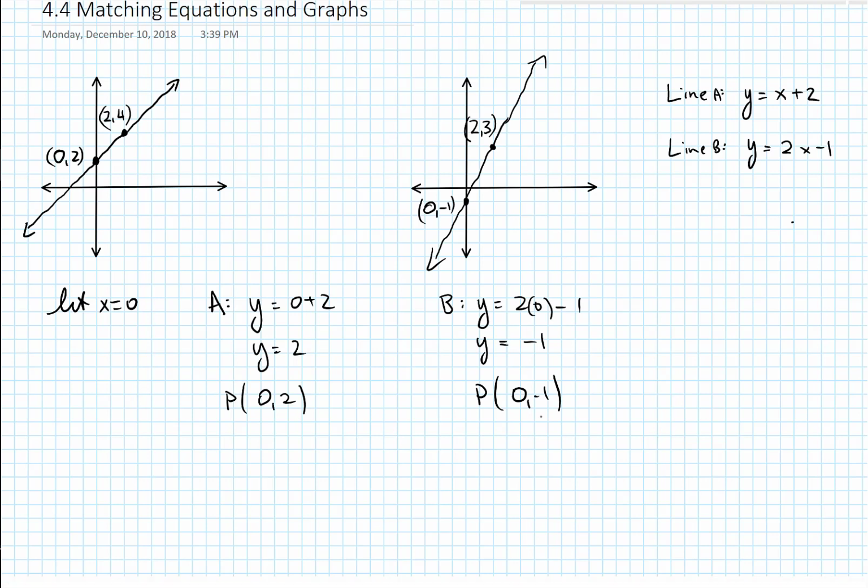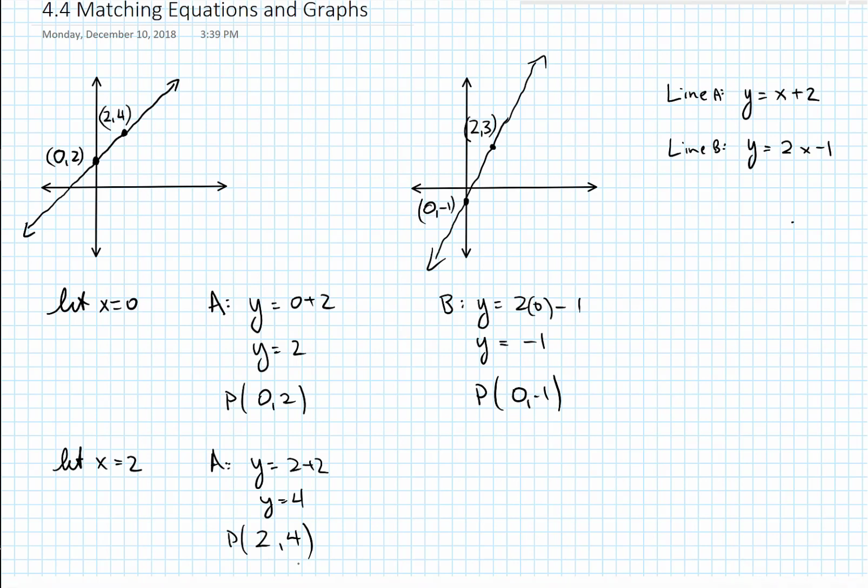Now, you can do the same technique to identify any point. So for instance, you could have said instead, let's allow x to equal 2. For line A, that would mean y equals 2 plus 2, which is 4, and that means there should be a point somewhere on line A, (2, 4). And once again, I've already labeled that. You can see that point there.